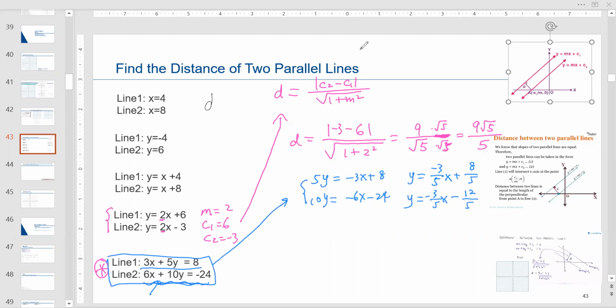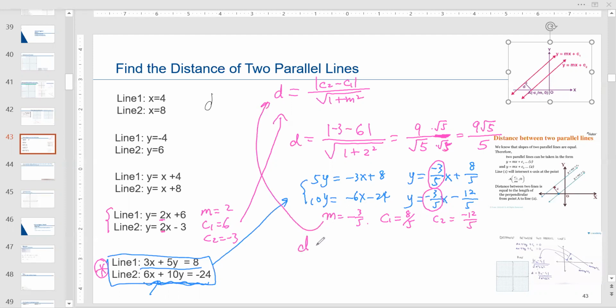After this kind of transformation, you can see the slope m equals what? m is this part, and they are the same. It means these two lines are parallel. They definitely should be the same; if they are different, they are not parallel to each other, right? So m equals -3 over 5. What about C1? We pick one of them, 8 over 5. C2 equals -12 over 5. Put this data in the formula again.